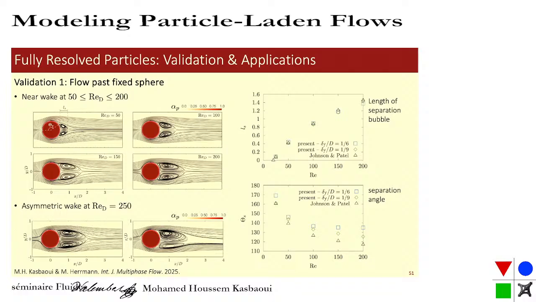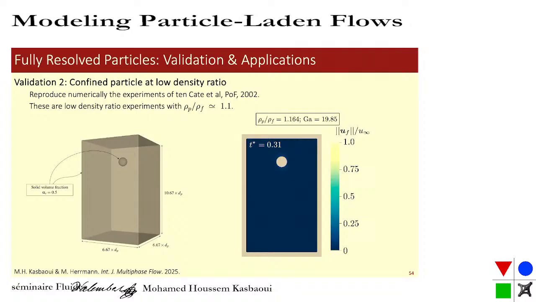So that was for a fixed particle. Now, what about moving particles? We looked at comparisons with the experiments of Ten Cate et al. This is a particle in a cylindrical enclosure. Both the particle and the cylindrical enclosure are modeled using our immersed boundary method that I just described. The density ratio is very low, 1.1, kind of close to neutrally buoyant, but the particle is just a little heavy. So this is what it looks like.